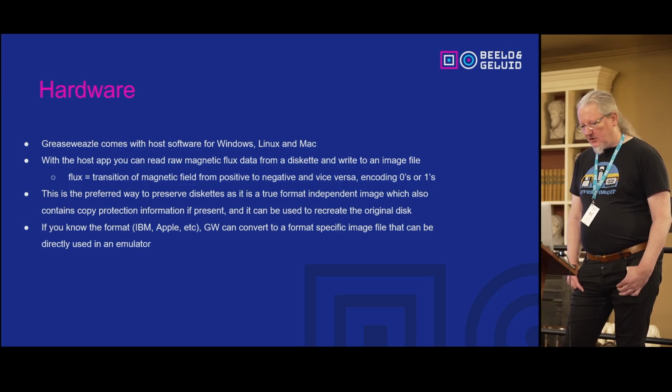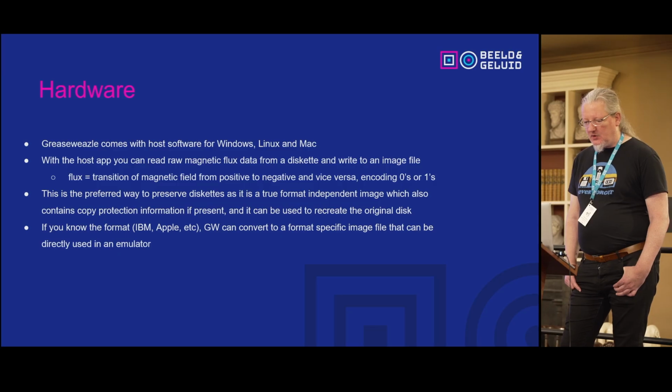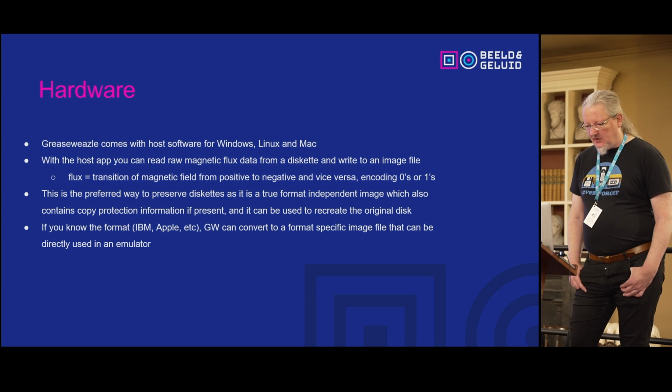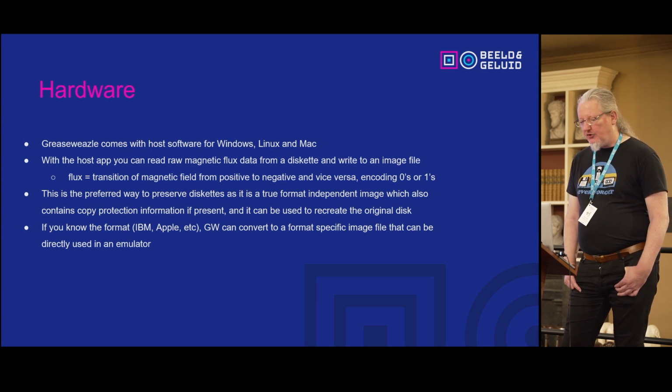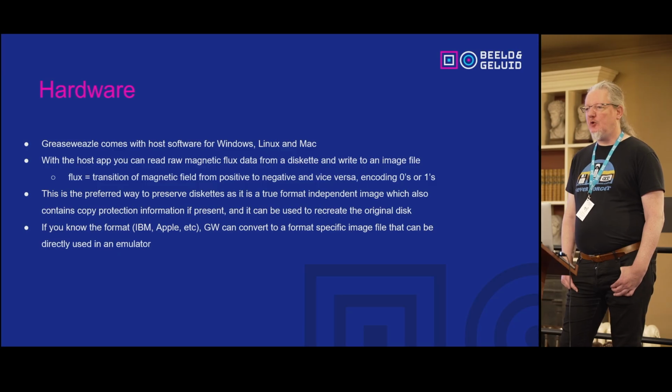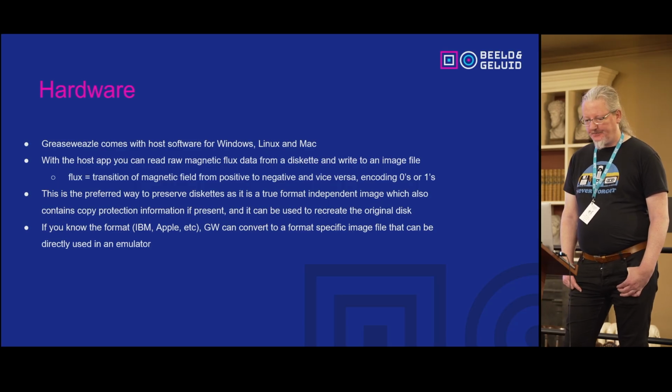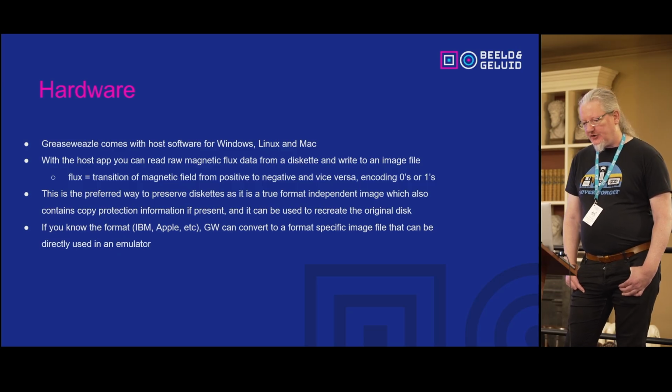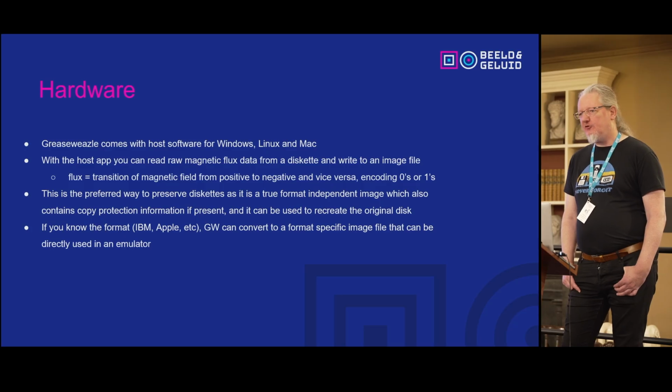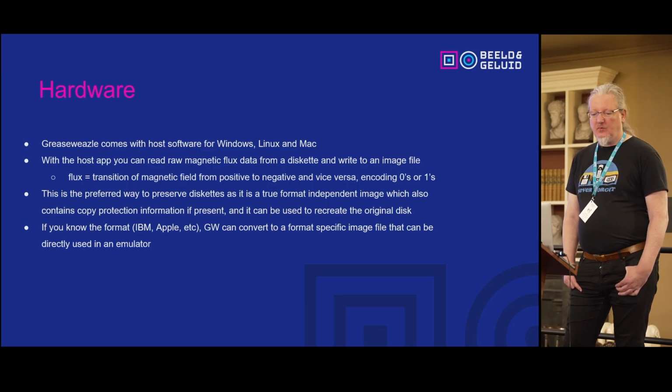because it's a true format-independent image, which also contains copy protection information, and it can be used to recreate the original disk. So you can also write a flux image back to a disk to recreate the original if you want to. Once you know the format, you can convert it to a format-specific image, so then the flux data gets interpreted to an image which you can use in an emulator.